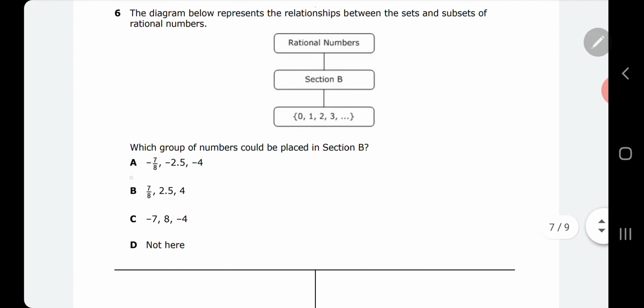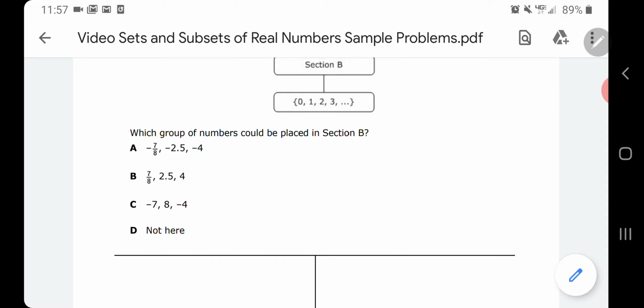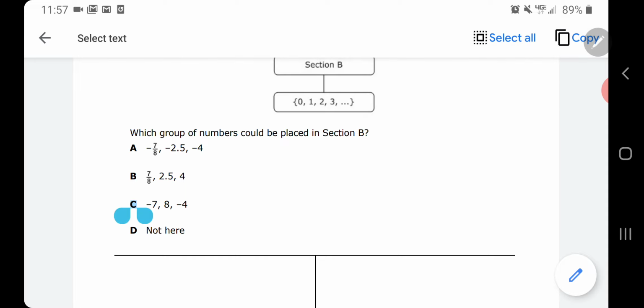All right, A, -7/8. Well, that's wrong, because -7/8 is a rational number, but it's not an integer. So A is out. B, once again, 7/8. 7 divided by 8 will give me some decimal. Once again, integers cannot be decimals, so B is out. C, -7, 8, and -4. All these numbers are integers, so C is the correct answer.